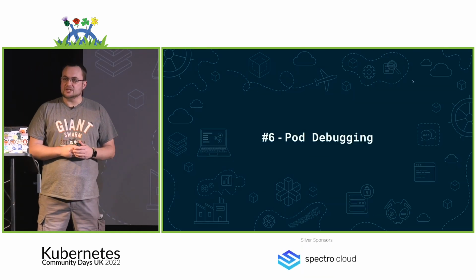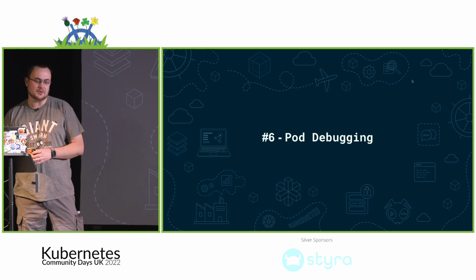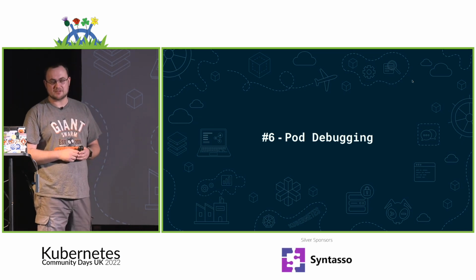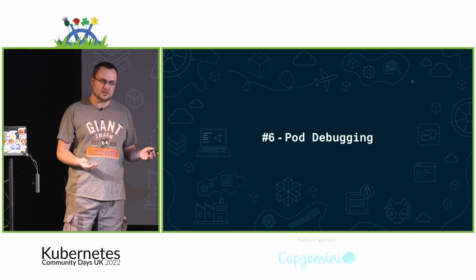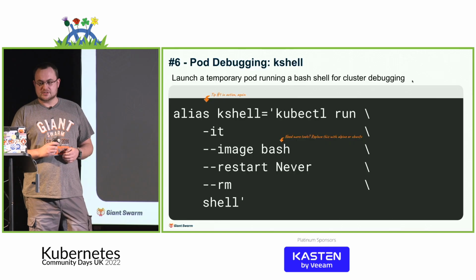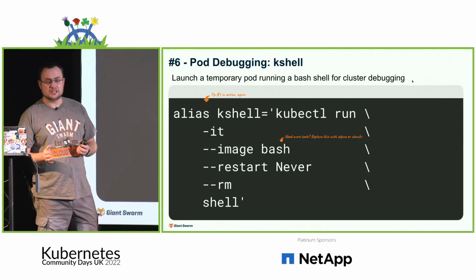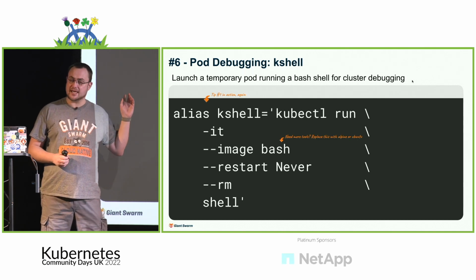So pod debugging. This is something I do, let's say, 90% of my time. When clusters are going wrong, I'm having to figure out what it is, going into pods, seeing what's going wrong, going into nodes, seeing what's going wrong. To make pod debugging easier, I've got a few little utilities that I use. This is a callback again to tip number 1.